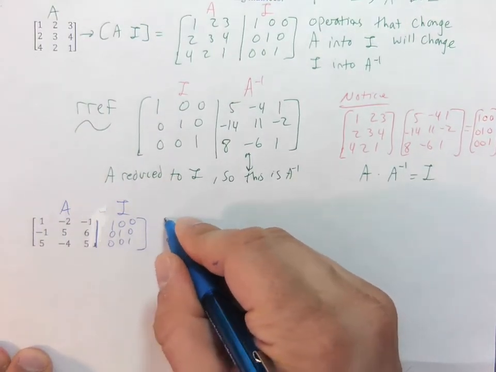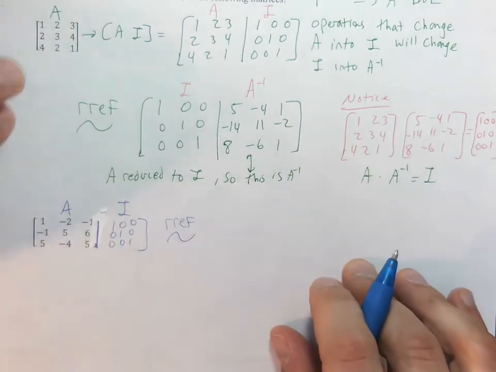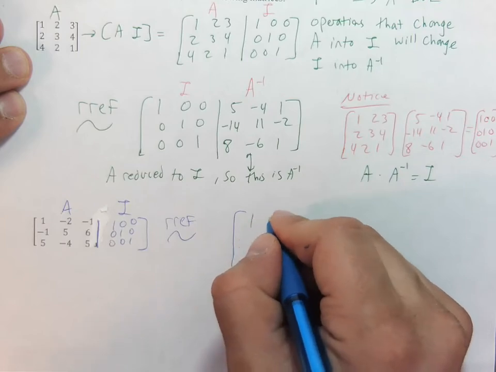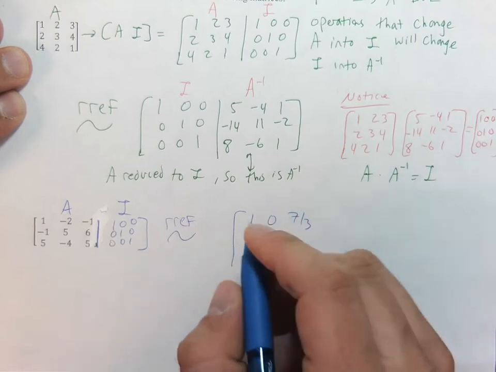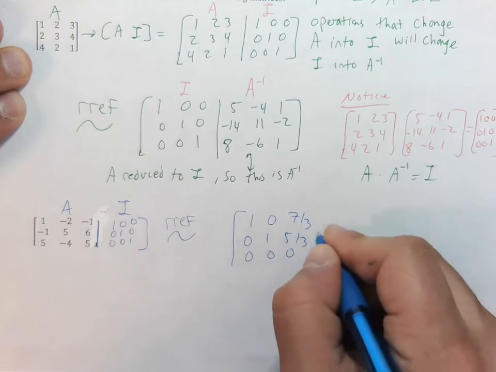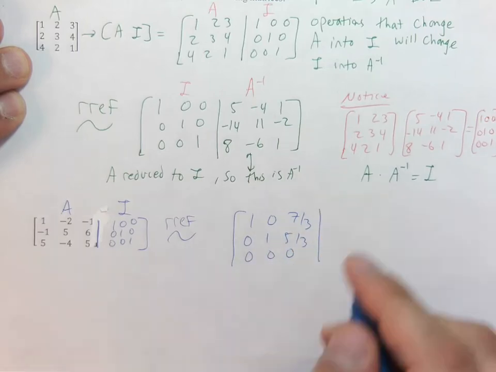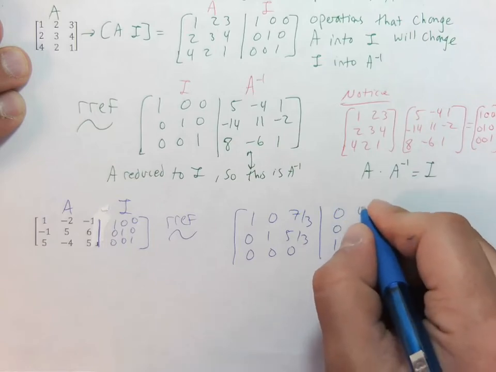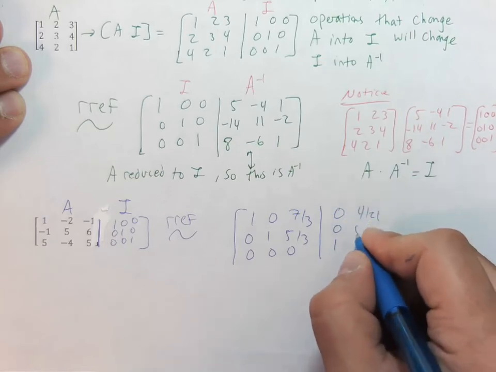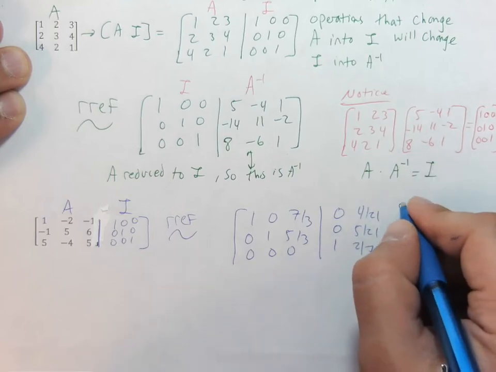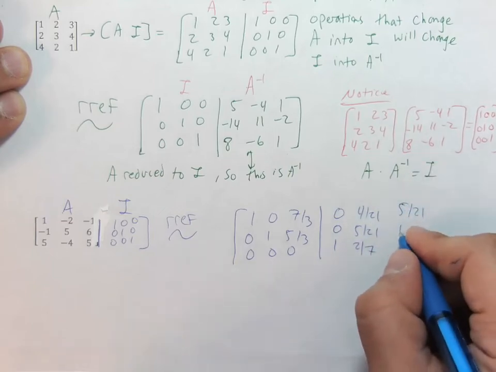So when I do RREF, and you can verify this yourself, I get the following: 1, 0, 7 thirds, 0, 1, 5 thirds, 0, 0, 0. That's what A turns into, and then I turns into this. Again, I just did this ahead of time to not waste time in class. You're welcome to double check that you get this.